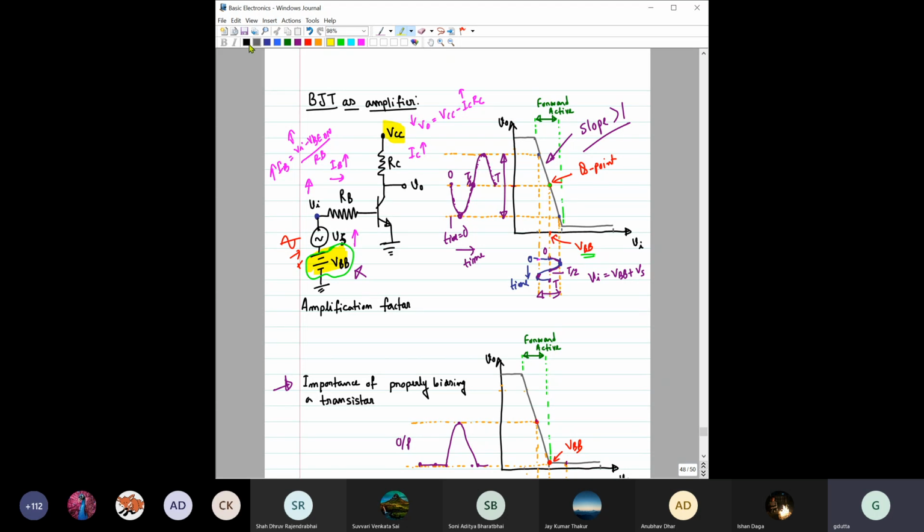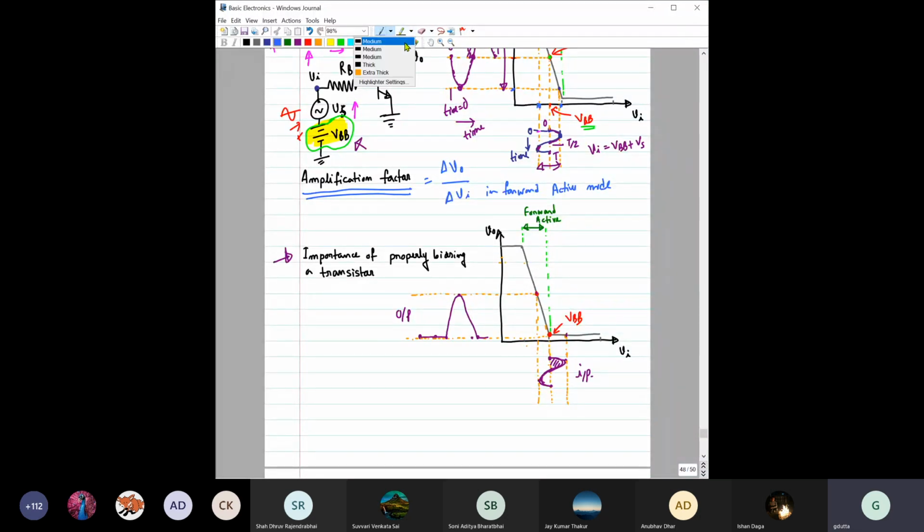Okay, so here is one small term before we move to the next part. That is called the amplification factor. Amplification factor is nothing but actually the slope. This is primarily written as delta V output by delta V input, in this forward active mode. So if you know these values, then you should be able to find what is the amplification factor for a particular transistor. Okay, so this gives an impression to all of you of how important it is to bias a transistor properly, right?